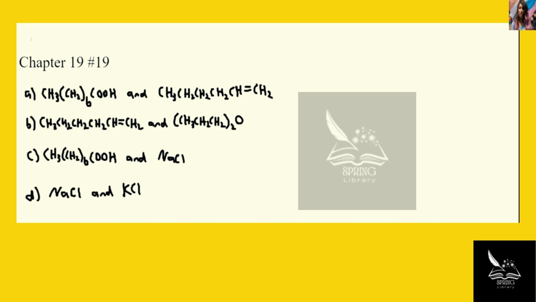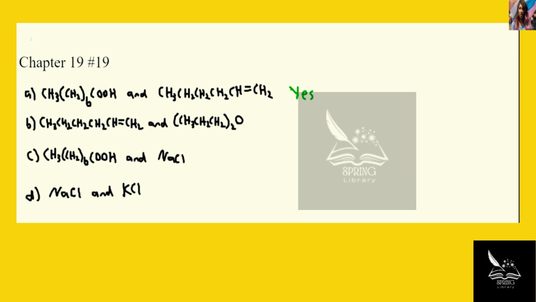All right, so that being said, looking at A, we are comparing a carboxylic acid and an alkene. If we were to use aqueous base and then an organic solvent, so ethyl acetate or diethyl ether or hexanes, the carboxylic acid would be deprotonated by the aqueous base. And so the carboxylate ion would move to the aqueous layer, and the alkene would dissolve in our organic layer. And so, yes, for A, these two molecules can be separated by an extraction.